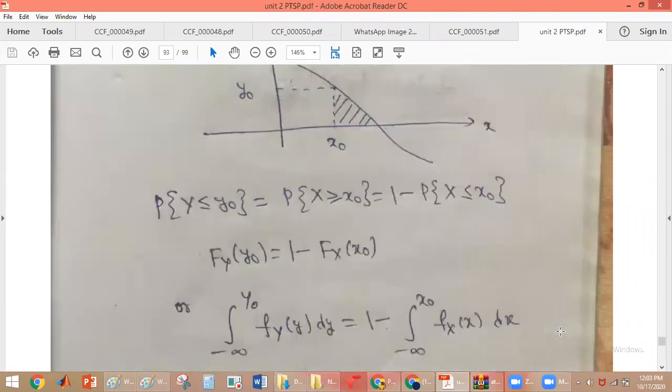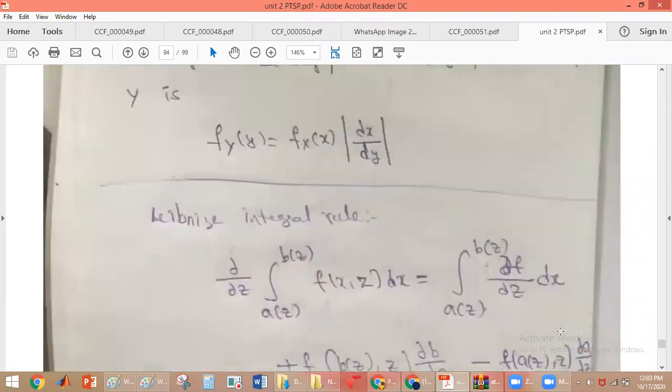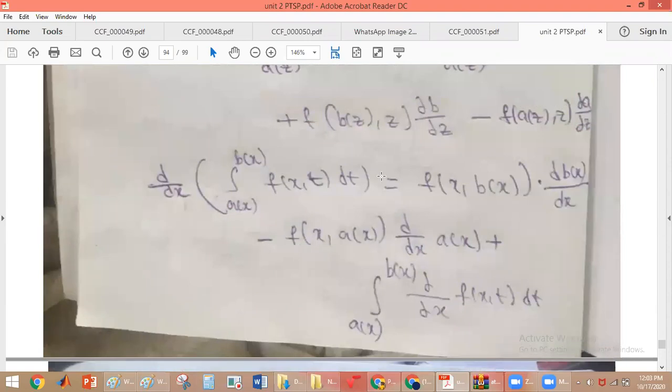The Leibniz rule is given like this. Just see this equation. Here we have two variables, but in our derivation we have only one variable. So d by dx of integral from a of x to b of x of f of x comma t dt can be written as follows. In this function f, we have to substitute the upper limit, so that is f of x comma b of x, and differentiate the upper limit b of x with respect to x.